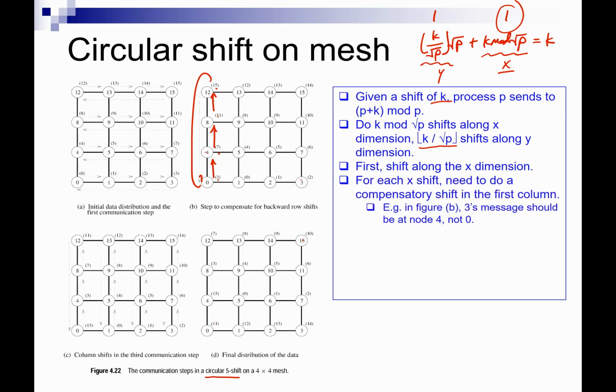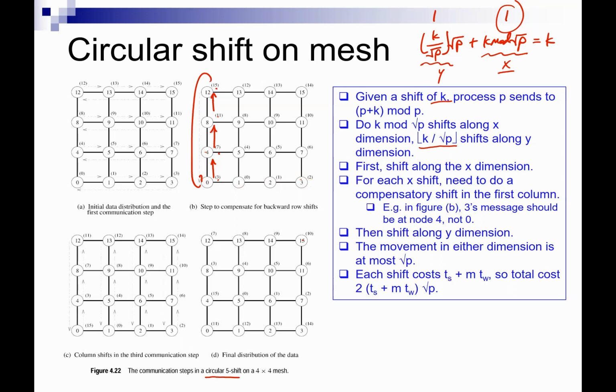So the algorithm is to first shift along the x dimension. However, for each x shift, you need to do another shift on the first column to compensate for the fact that this final value over here should actually move up 1 row. And then after you've done all the shifts in the x direction, you can shift along the y direction.